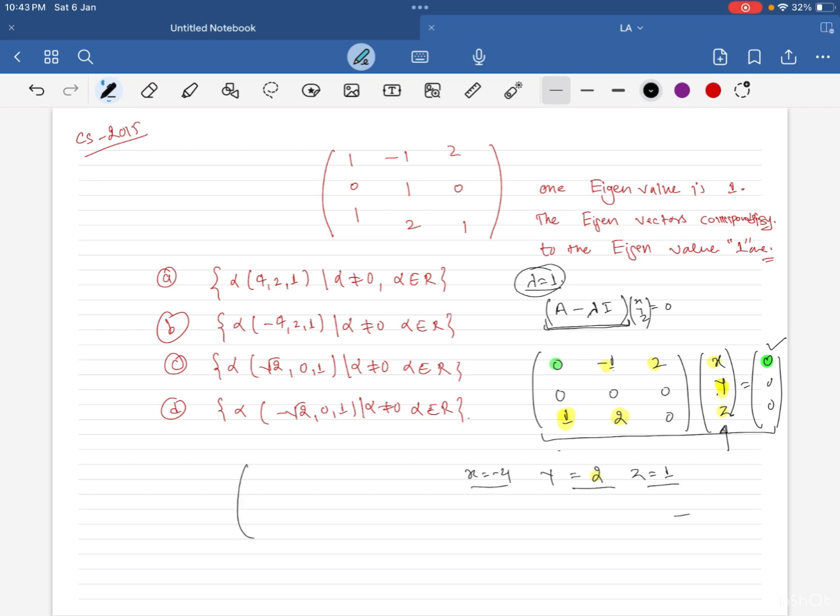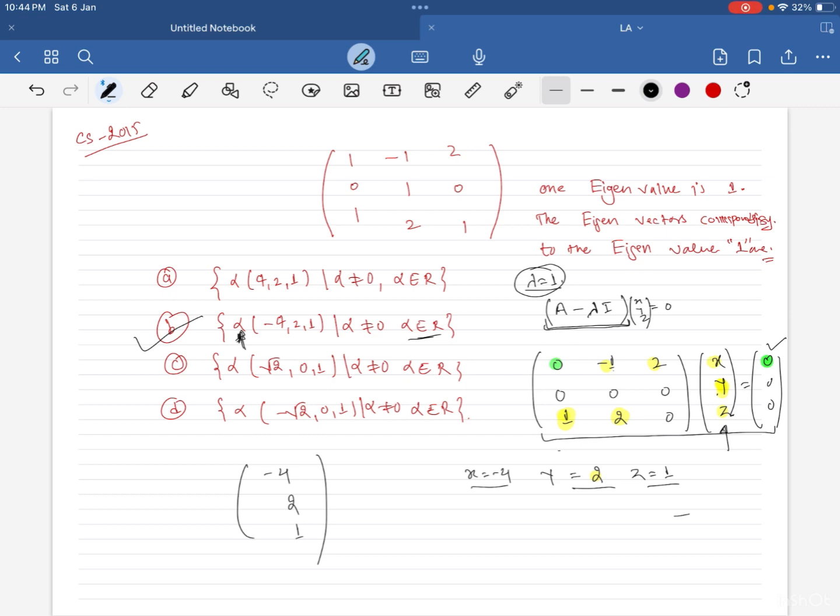So the eigenvector is (-4, 2, 1). So the correct answer is B, right? And so we will have to find all the eigenvectors. That is why we have taken the multiple alpha, where alpha belongs to some real number, right?